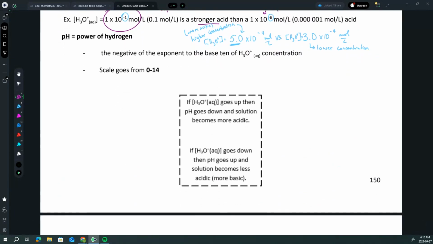Okay. Now, if the concentration of hydronium ions goes up, then the pH goes down, and the solution becomes more acidic. Whereas, if the concentration of hydronium ions goes down, then the pH is going to increase and the solution becomes less acidic, or you could also think of it as becoming more basic.